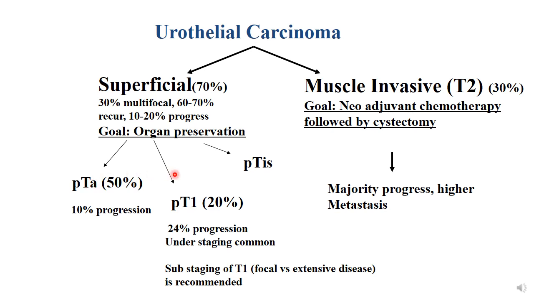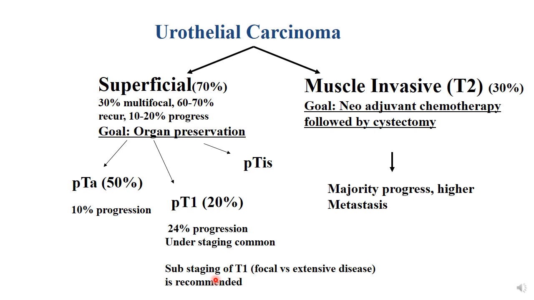Now, the problem with lumping everything into a superficial category is that if you look at the outcome, there is quite a variation within the outcome. Particularly the pT1 category is quite heterogeneous. So in that particular setting, depending on the level of invasion, depending on the amount of invasion, the outcome is going to be significantly different. So in this type of setting, understaging is also quite common.